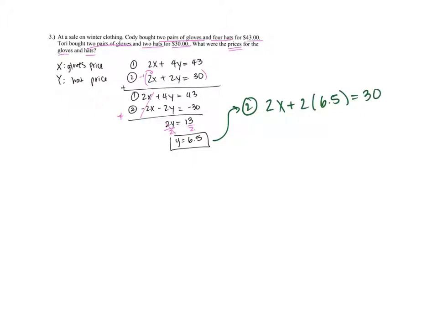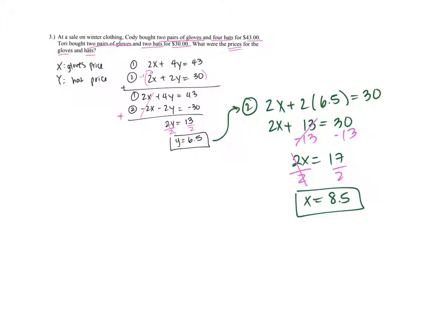So if I'm working this out, this is going to be 2x plus 2 times 6.5, which is 13, equals 30. And then if I subtract 13 on this side, that cancels. So I have 2x equals 17. If I divide by 2 to get rid of the 2, x is equal to 17 divided by 2, which doesn't go in evenly, but that's fine. It's just all money at the end of the day. It looks like it's 8.5, so $8.50.